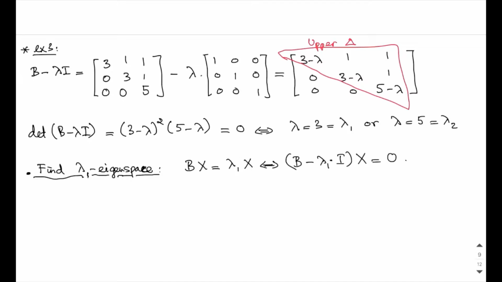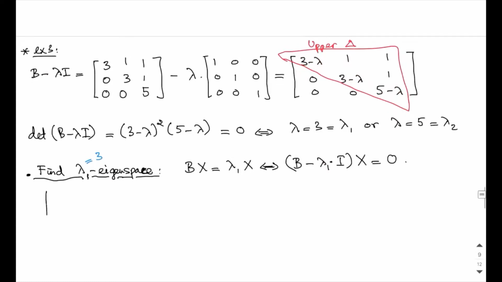And so you know that on the left hand side, the matrix of coefficients will be B minus lambda 1 times I. What is lambda 1? Again, remember lambda 1 is 3. So you substitute 3 here, 3 here, and 3 here. So the matrix of coefficients for this equation is going to be 0, 1, 1, 0, 0, 1, 0, 0, 2. And on the right hand side, that's going to be 0. So row 3 becomes row 3 minus 2 row 2.